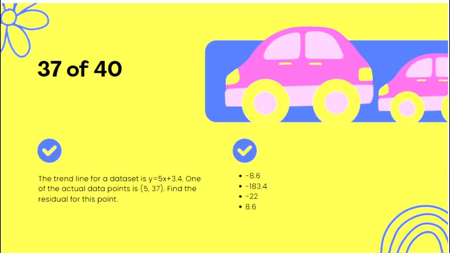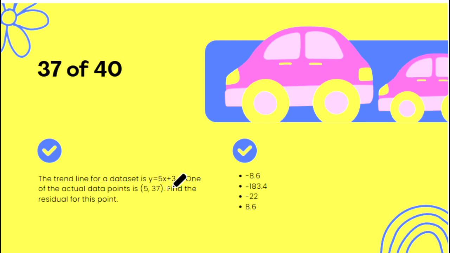37. The trend line for a data set is y equals 5x plus 3.4. One of the actual data points is (5, 37). Find the residual for this point. I don't remember residuals. Okay, this is the y hat stuff. So we have an actual data point and we have the trend line.